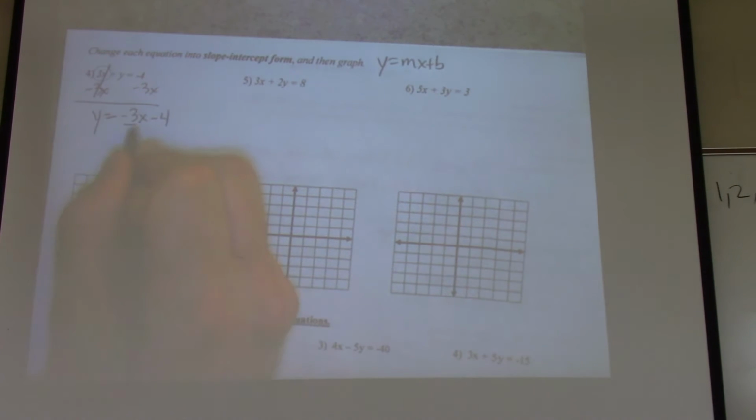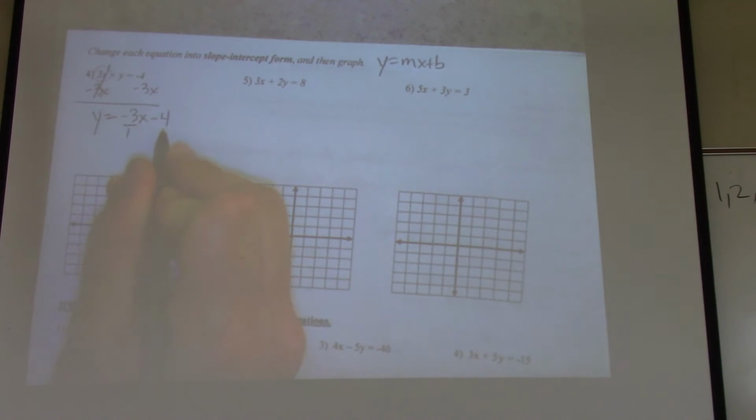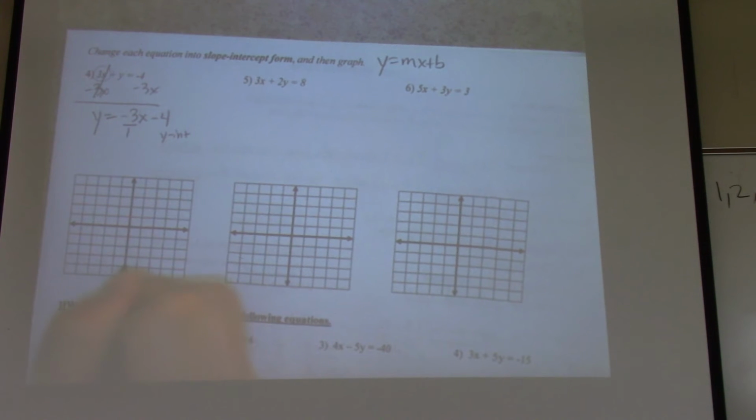Yep, that's a good idea. Let's put that over 1. What's the first point that I plot? -4. So again, that's the y-intercept, right? The y-intercept is at -4. So I go there. And then I use my slope.